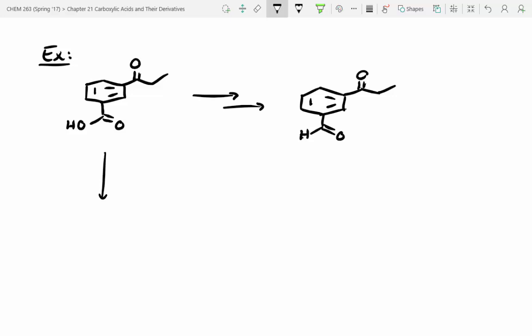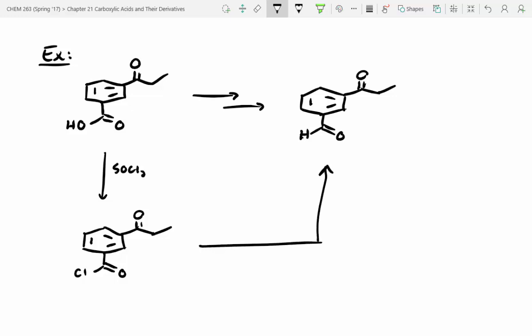So we could protect the ketone, or what if we try to convert this to an acid halide? So for example, let's avoid the use of a protecting group for the ketone. What reagent would we need to turn that acid into an acid halide? Yeah, SOCl2. And then how can we go directly to the aldehyde? Our new alphabet soup reagent. LiAl(OR)3H.